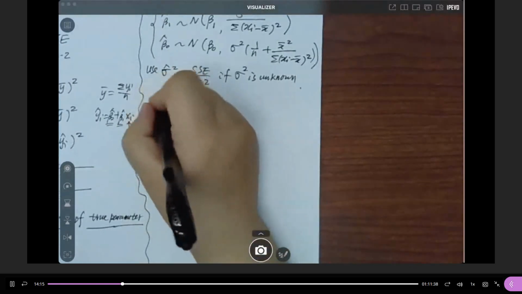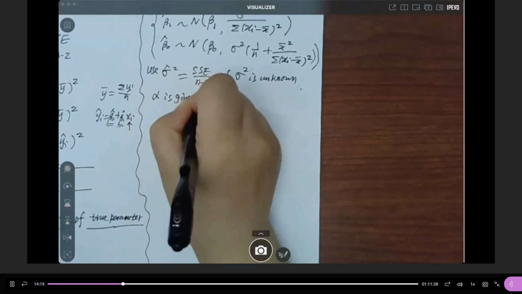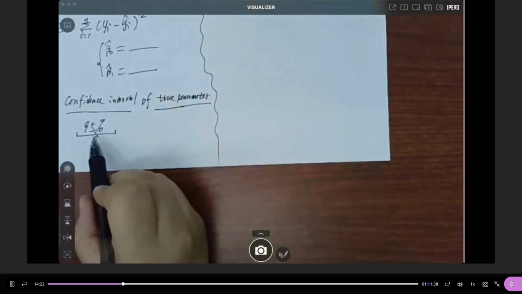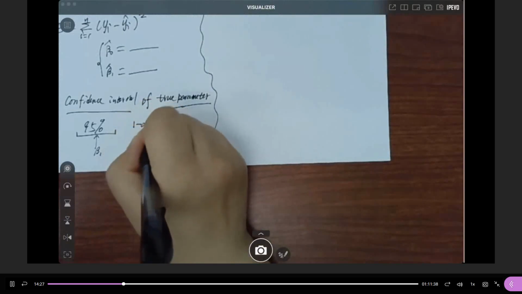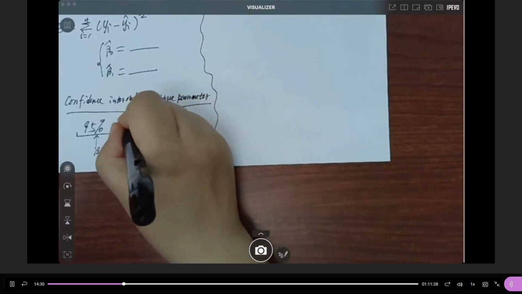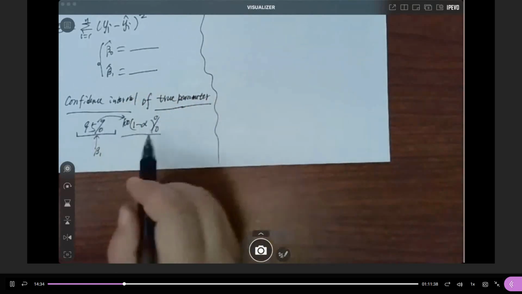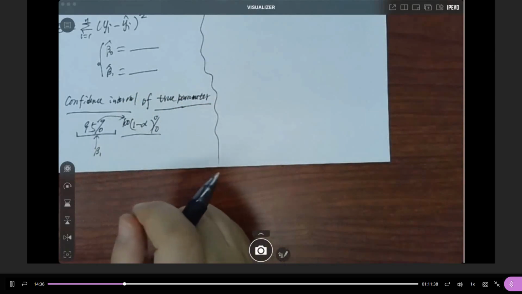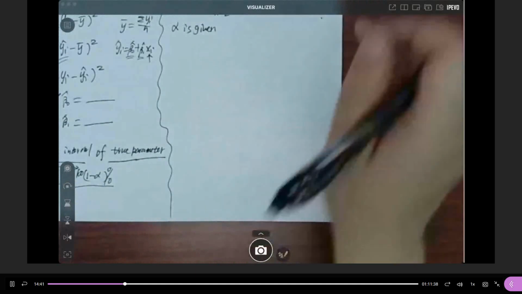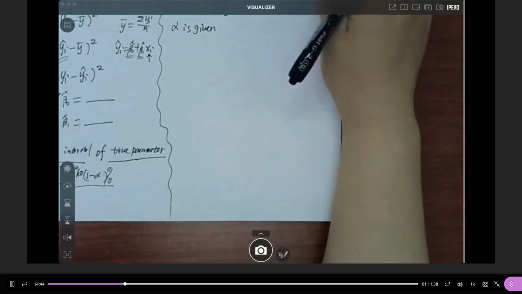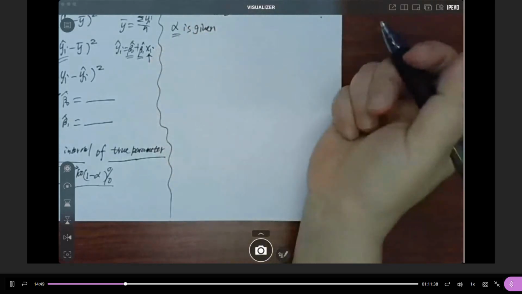So let's say alpha is given, just like here, I'm saying 95% confidence interval. The 95% is 1 minus alpha multiplied by 100%. Okay, so this is the meaning of 95. In this case, alpha equals 0.05. So alpha usually is given. If somebody asks you to find a confidence interval of two parameters, they always express the significance level alpha.